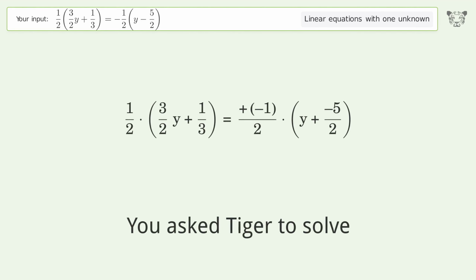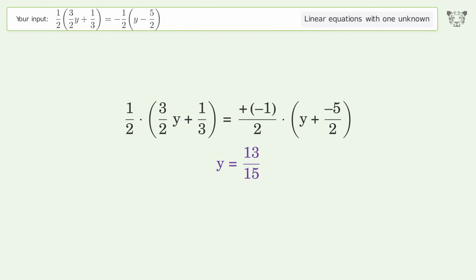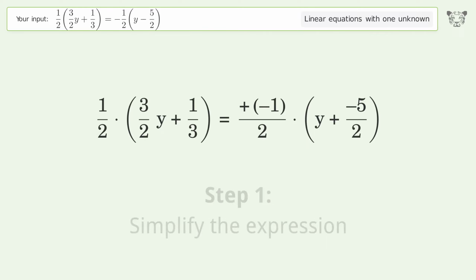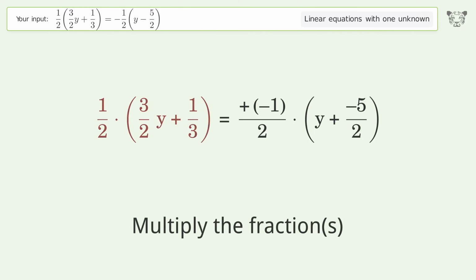You ask Tiger to solve this. This deals with linear equations with one unknown. The final result is y equals 13/15. Let's solve it step by step. Simplify the expression. Multiply the fractions.